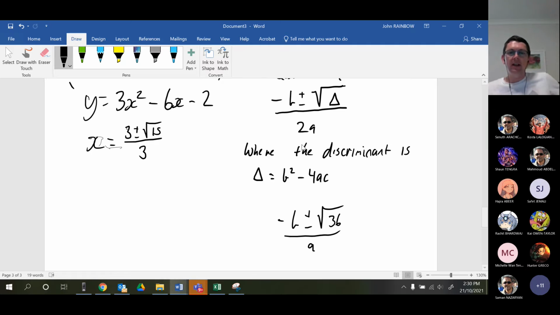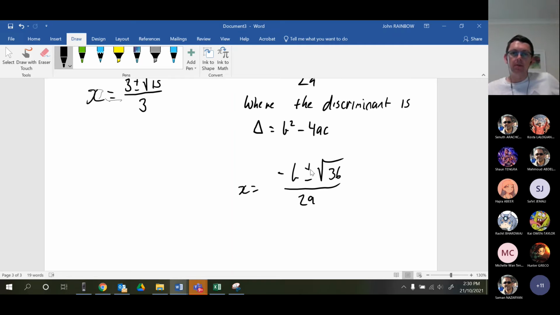Okay, so if I go negative b plus or minus the square root of 36 on 2a, I'm going to get how many answers for what x equals? Don't forget this is what x equals. So 2. Why would I get 2? I don't really know. Okay, well, you're right. Why did you think that? What's your first answer going to look like?